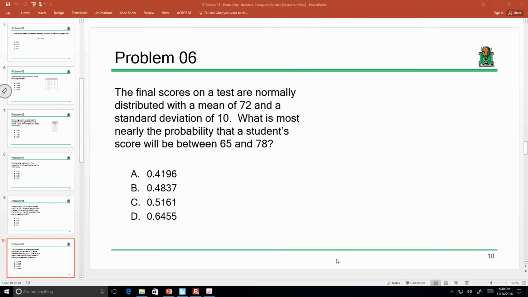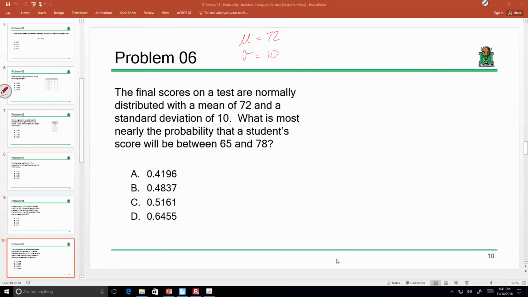The final scores on a test in a given class are normally distributed with a mean of 72 and a standard deviation of 10. What is most nearly the probability that a student's score will be between 65 and 78? Okay, so let's put a couple things up here up top. We have a mean of 72, and we have a standard deviation of 10.